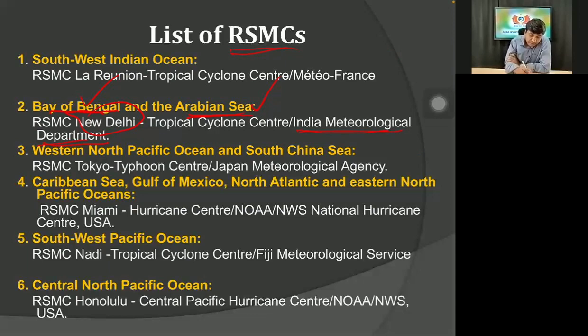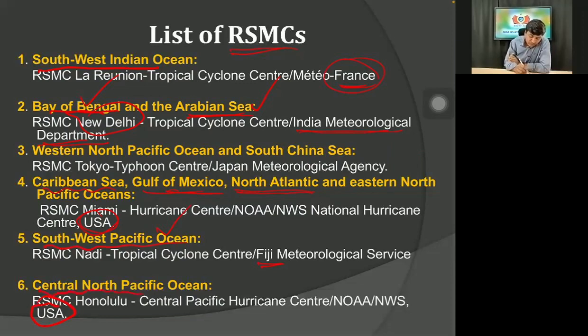Similarly, we have one located in France, and that will name the cyclones in the Southwest Indian Ocean. And we have another regional centre located in Mexico, which is responsible for naming cyclones in the Caribbean Sea as well as the North Atlantic, and even the Gulf of Mexico. And this centre is located in the USA. Then another regional centre is located in Fiji, and that names the cyclones related to the Southwest Pacific Ocean. And finally, we have another one in the USA.